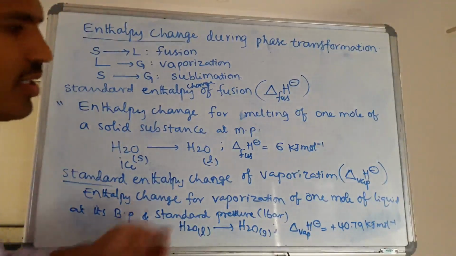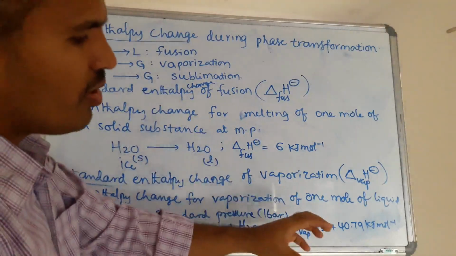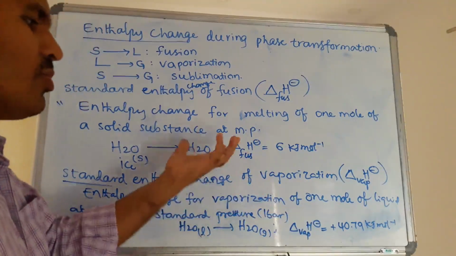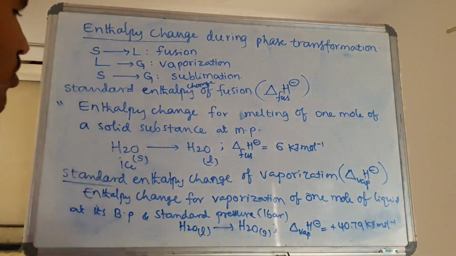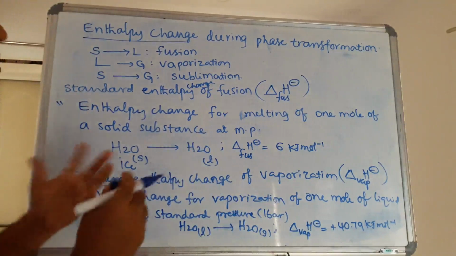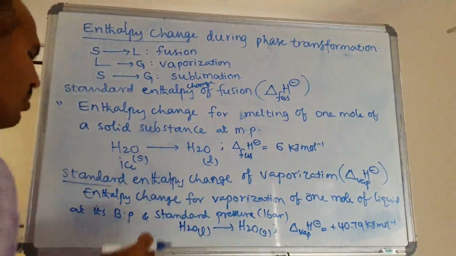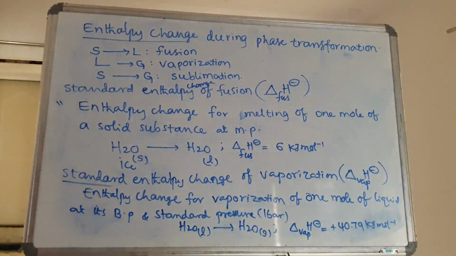So you can refer to these values from your textbook, because sometimes when I am writing, I may write a rounded value, or otherwise the exact value. So just confirm from your textbook, because you have to follow the textbook value. I am writing from the textbook only, but in case you forget small values sometimes, don't worry about that. So this is called standard enthalpy of vaporization. Condensation is the reverse.